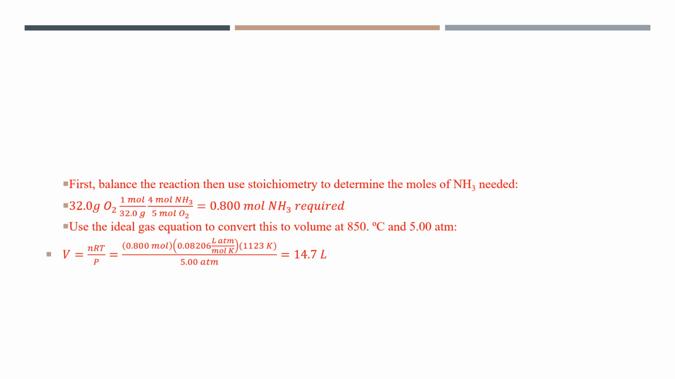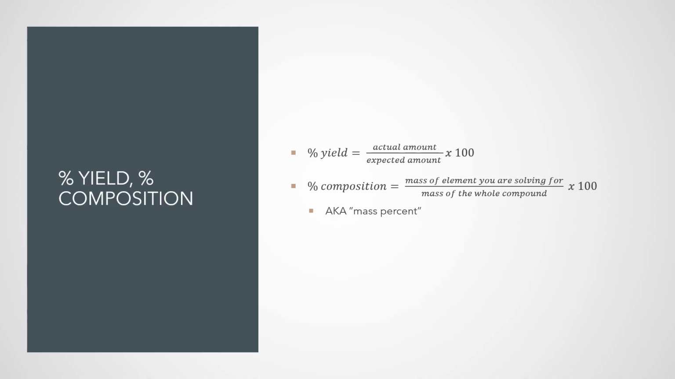First balance the reaction and then use stoichiometry to determine how many moles of NH3 we need. We know we have 32 grams of oxygen that are going to react, so convert that to moles, then convert using the ratio. So then we know 0.800 moles of ammonia are required. Then you use the ideal gas equation to convert at that specific temperature and pressure. It's just plug and chug at that point: plug your moles in, and that's the answer you should get.